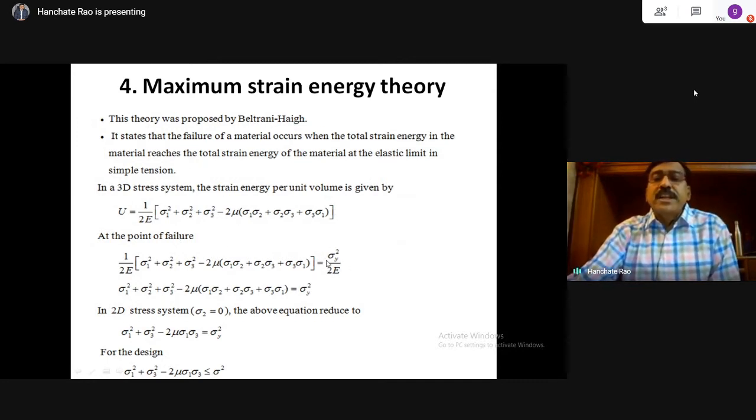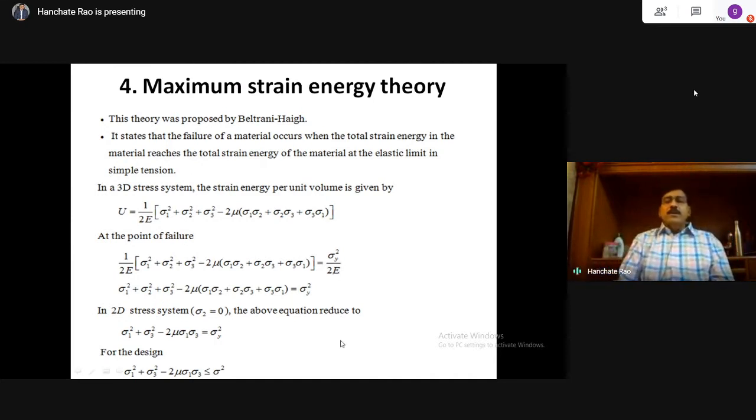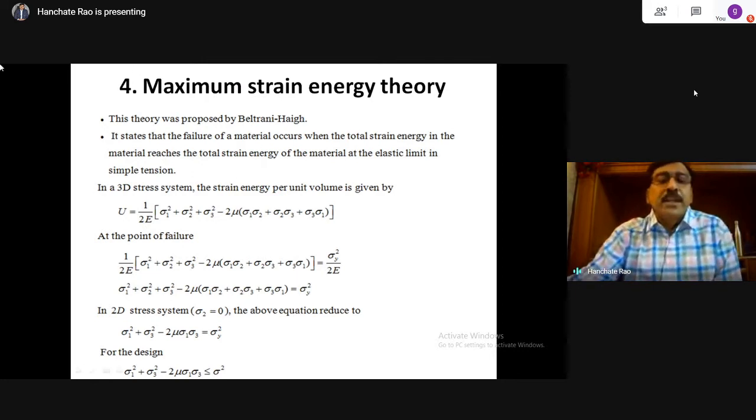Then what is the strain energy per unit volume in axial tension? It is sigma yt square by 2E. So 1 by 2E into sigma 1 square plus sigma 2 square plus sigma 3 square minus 2 mu into sigma 1 sigma 2 plus sigma 2 sigma 3 plus sigma 3 sigma 1 should be equal to sigma y square by 2E for failure. For no failure to occur, the left hand side should be less than the right hand side. If you cancel 2E on both sides, this is the equation.